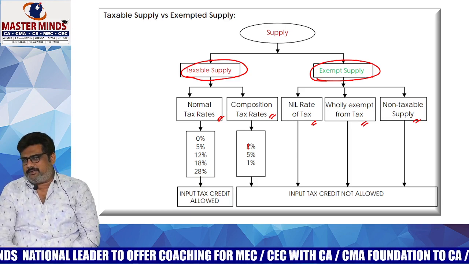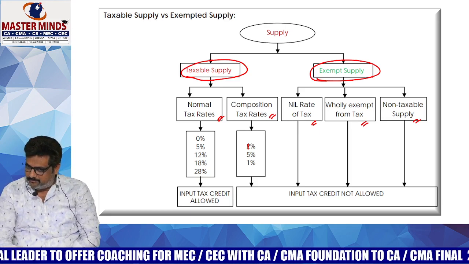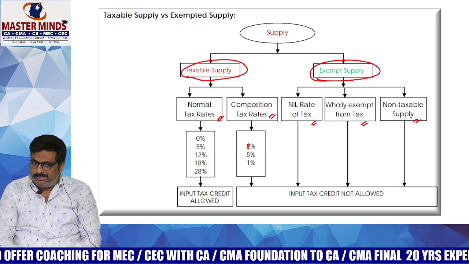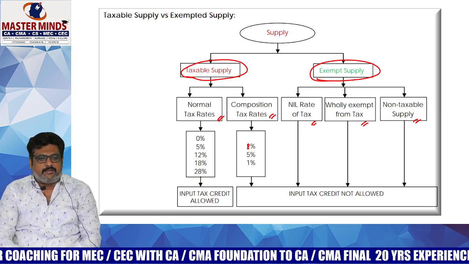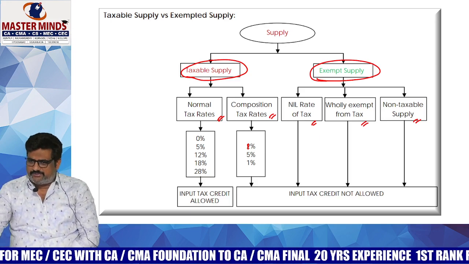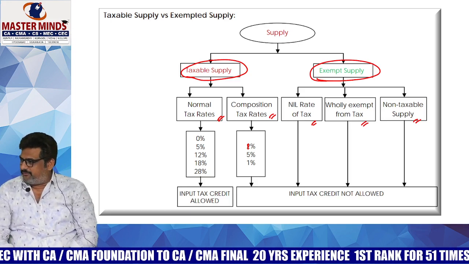And does anybody know the difference between nil rated supply and zero rated supply, ma? That point we also discuss. What is the difference between nil rated supply and zero rated supply? Nil rated also has a tax rate of zero. Zero rated also zero. Then what is the difference between them?